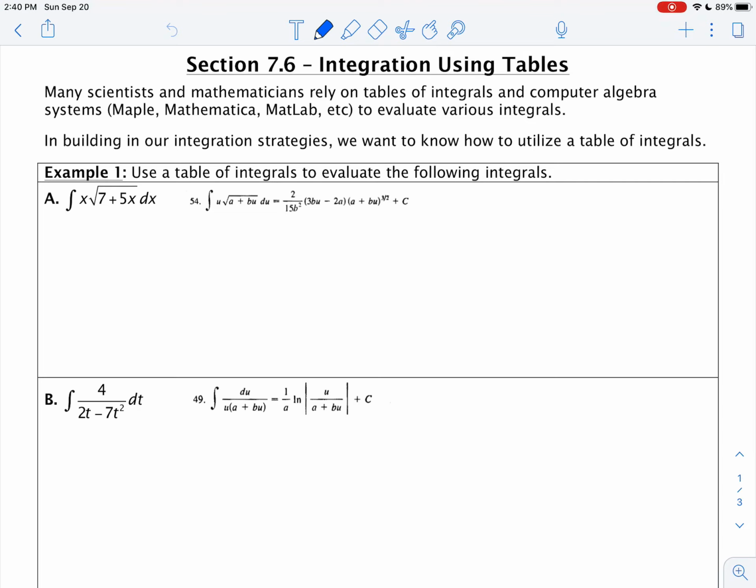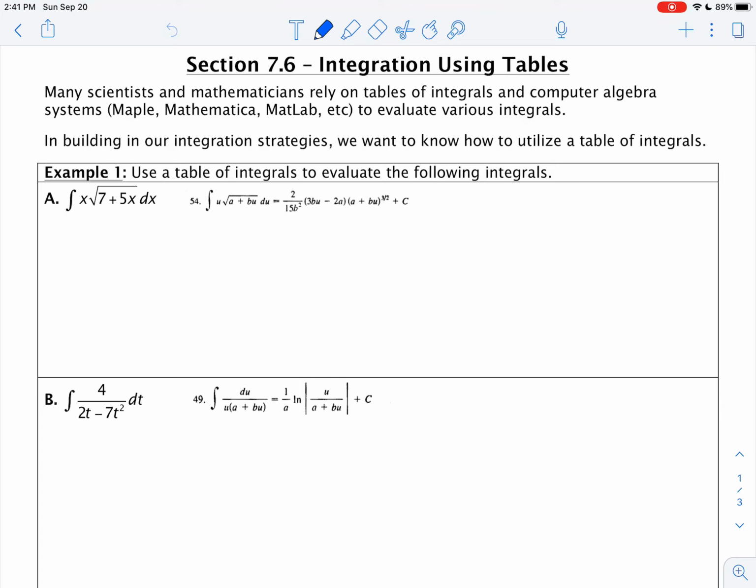Okay, this is section 7.6 from James Stewart's Calculus Early Transcendentals book, and we are discussing techniques of integration. Now that we have completed all of the major techniques of integration, such as direct methods, algebraic manipulation, u-substitution, integration by parts, trig substitution, and partial fractions, we're now going to talk about integration using tables.